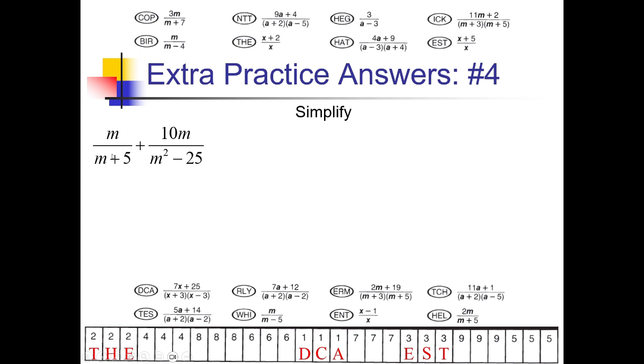So let's keep the m plus 5 there, that's fine. But now m squared minus 25, I can use my square root shortcut, plus or minus.